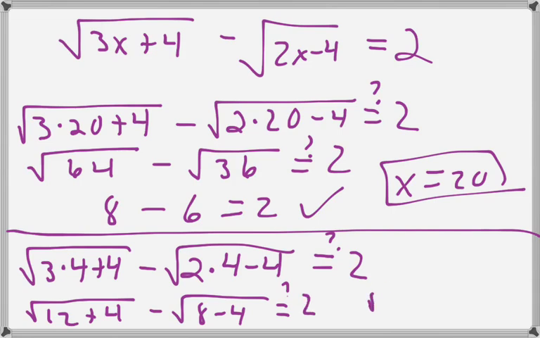So here we have square root of 16, which is 4, minus square root of 4, which is 2. That is equal to 2. So we have 2 solutions here. 20 and 4 both work.